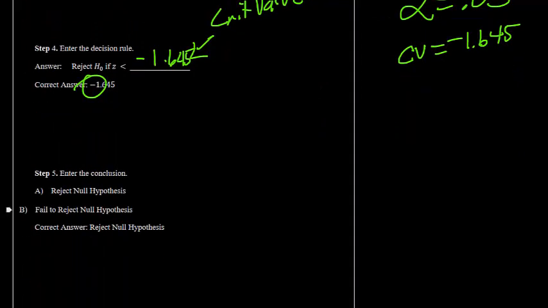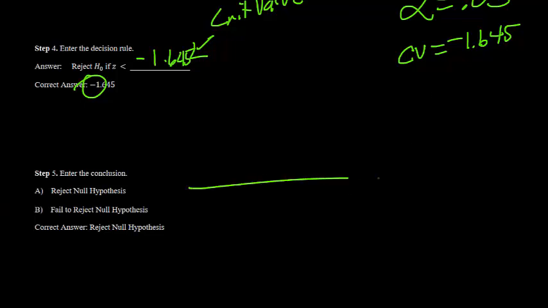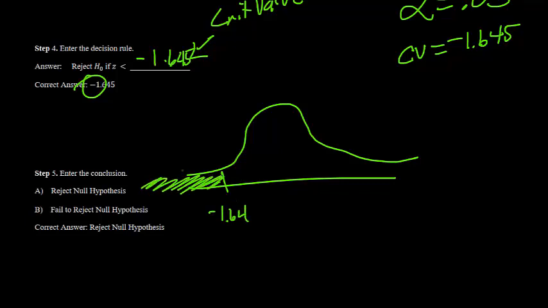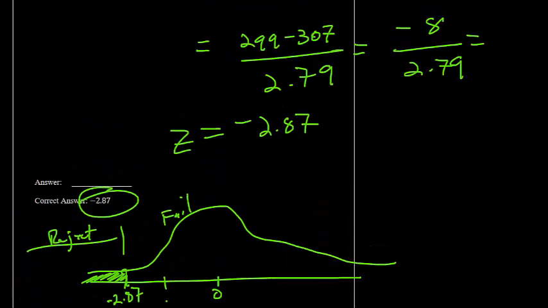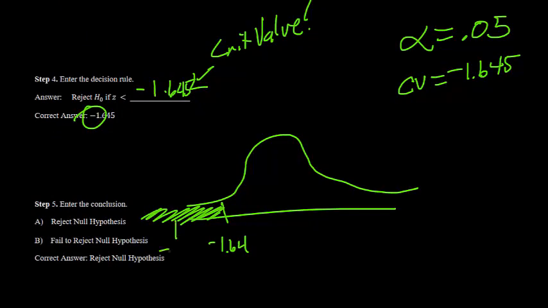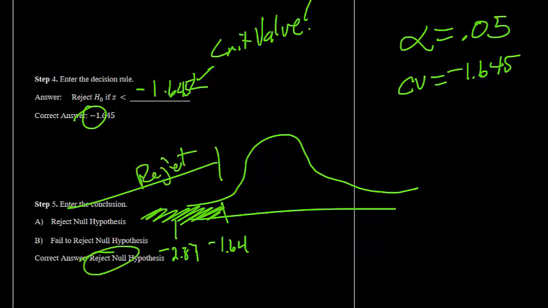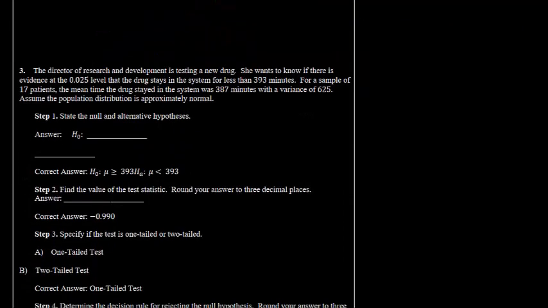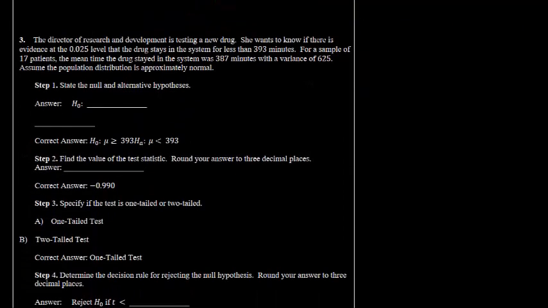What is the conclusion? We can reject the null, or we can fail to reject the null. Our critical value is negative 1.64, and anything on the left-hand side is going to get rejected. We come up and look at our z. Z is negative 2.87, which is over here somewhere. Therefore, we reject the null. Correct answer, reject the null. All right, not a lot of huge stuff there. Let's look at question number 3.